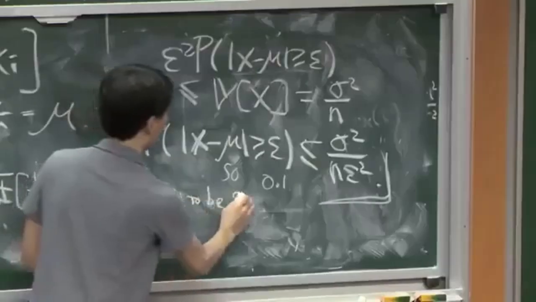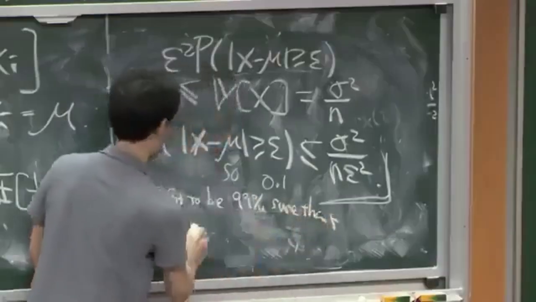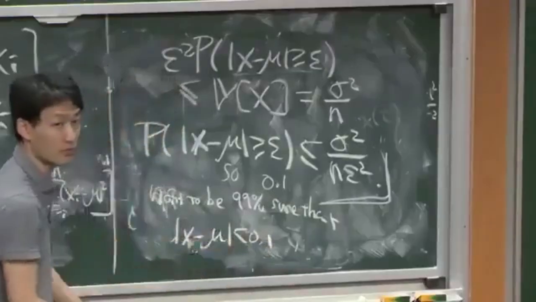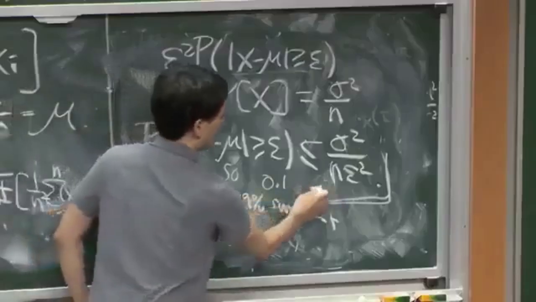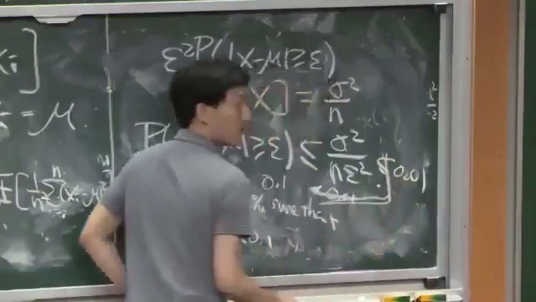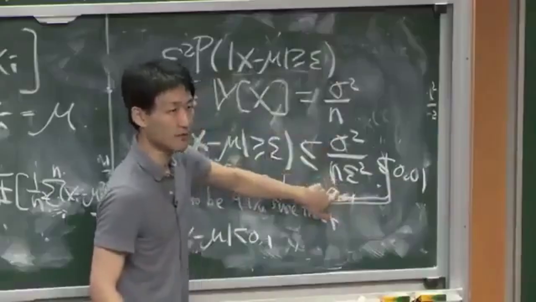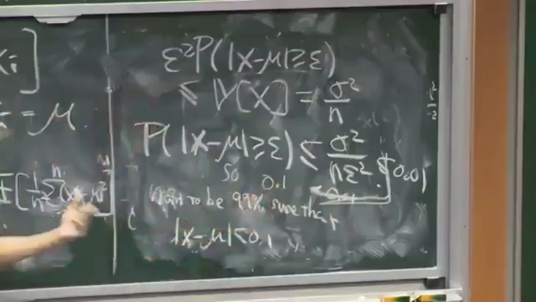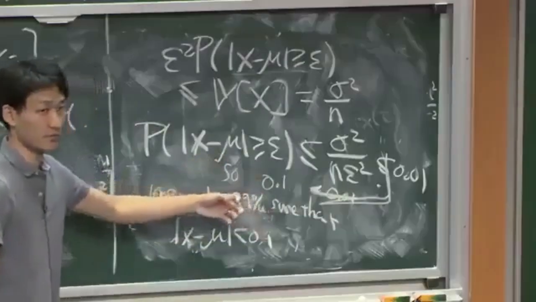Want to be 99% sure that x minus mu is less than 0.1, or x minus 50 is less than 0.1. In that case, you want this probability to be less than 0.01. So plug in your variance, plug in your epsilon. That will give you some bound on n. So if you have more than that number of trials, you can be 99% sure that you don't deviate from your mean by more than epsilon.